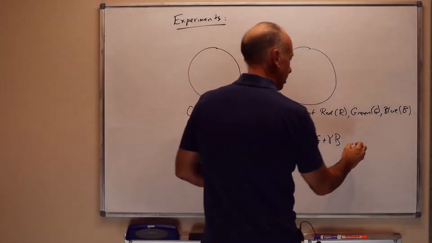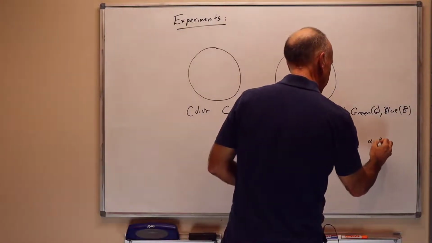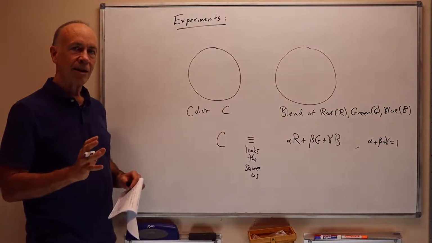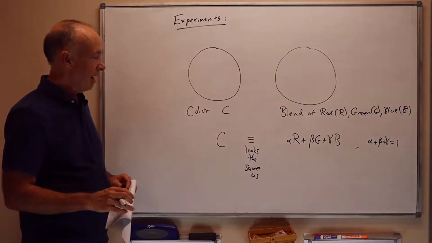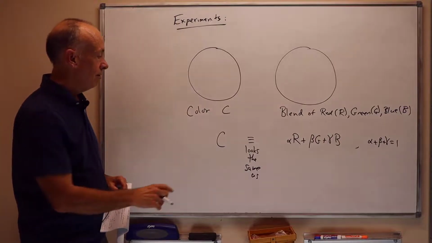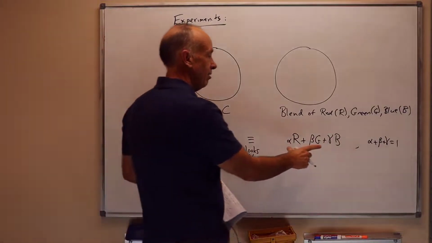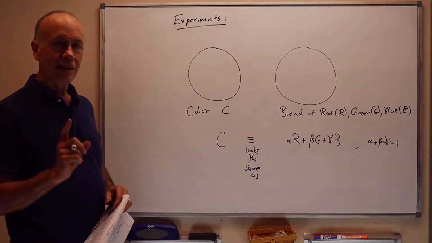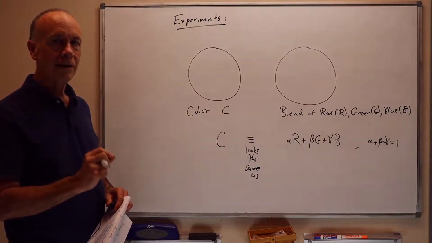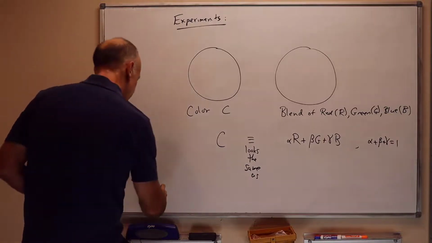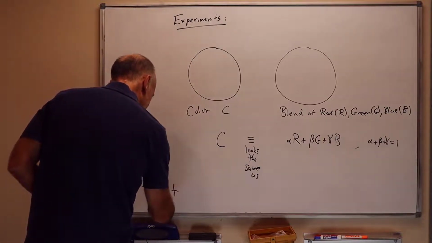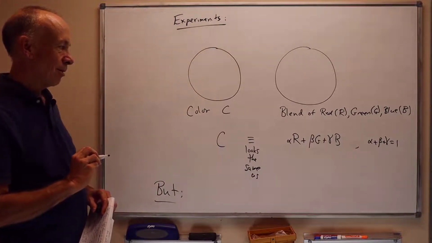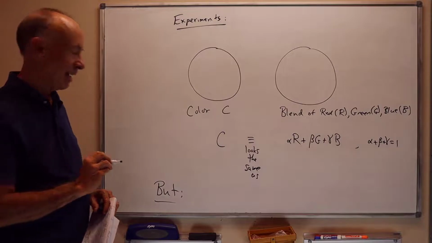And we sort of think of alpha plus beta plus gamma equaling 1 so as to get a constant brightness level. Okay, and the experiments show that you can always do this. For any color C, you can always find a mixture of red, green, and blue such that when you add them together, you get something that looks the same as the color C, but, and there's one big caveat here, sometimes some of those coefficients, alpha and beta, gamma, are negative.